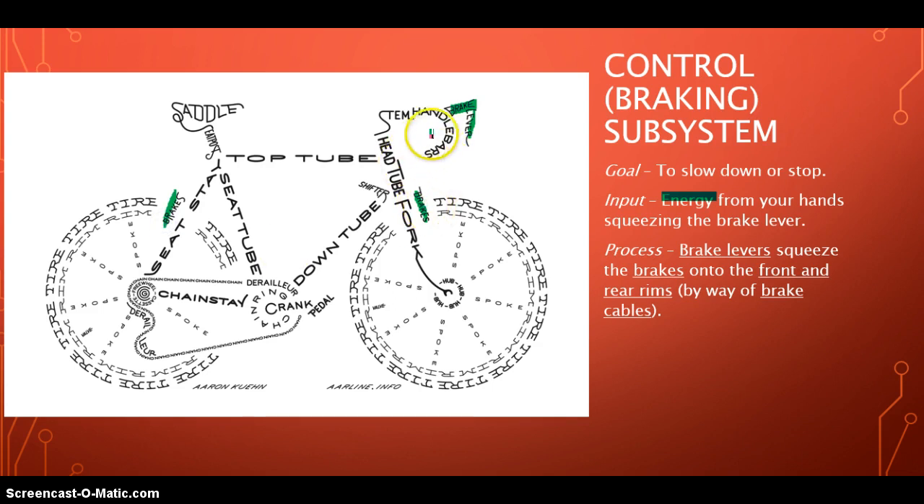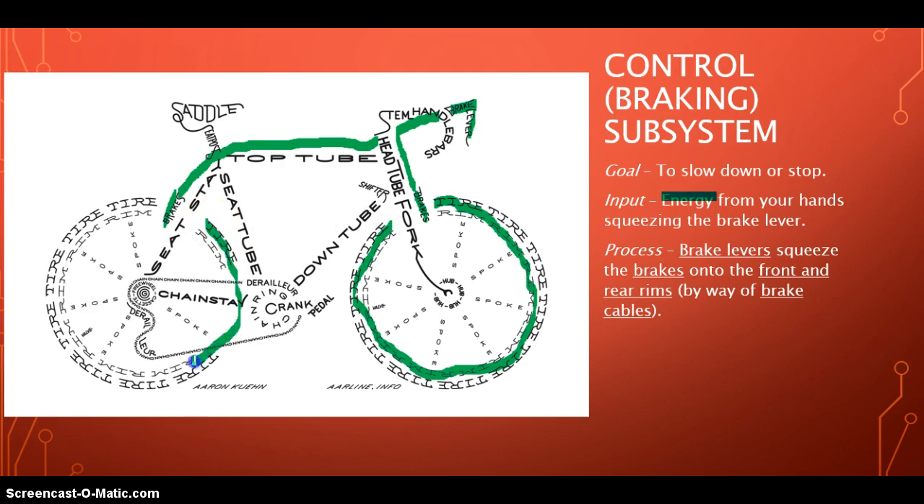Now those cables aren't on this diagram, but I'm going to fill them in for you so you know where they are. There's one, and then this connects really awkwardly across the frame down to those brakes. So the cables carry that tension from the squeezed brake lever onto the brakes themselves, and that makes the tires on both the front and the back of the bike slow down or stop.